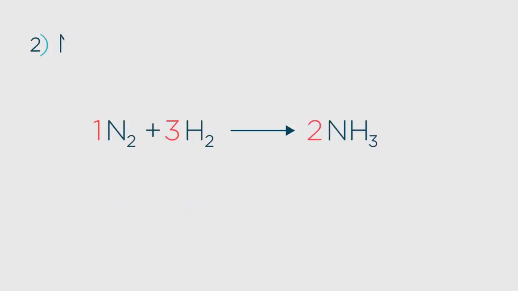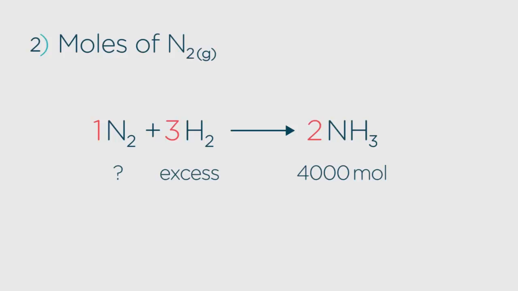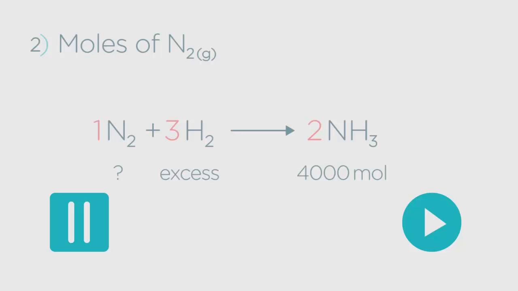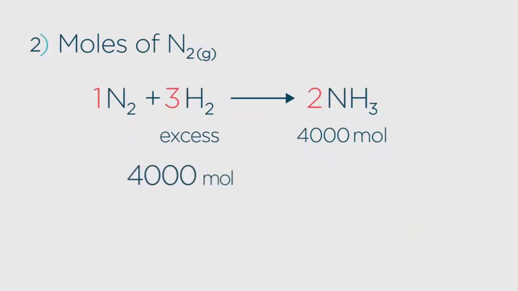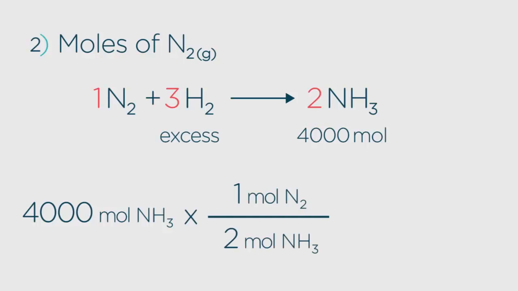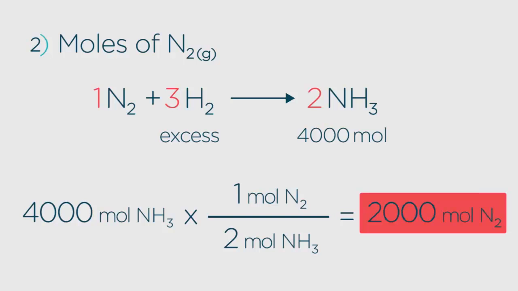Can you work out how many moles of nitrogen gas we used to make the 4,000 moles of ammonia? Pause again and resume when you have the answer. Well, you simply have to divide the 4,000 by the molar ratio, which is 2. So the answer is 2,000 moles of nitrogen. Did you get that one?